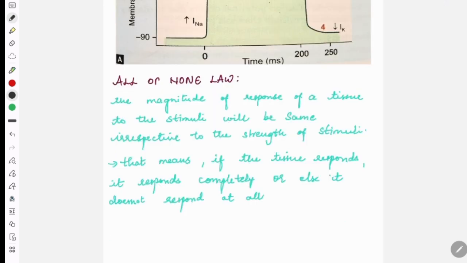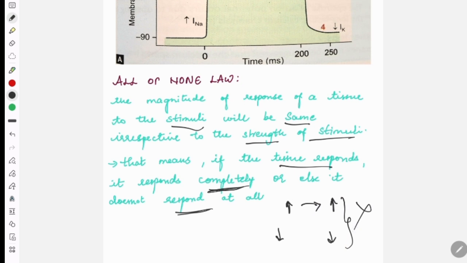The next property is the all or none law. What does this property say? The magnitude of response of the tissue to the stimuli will be the same irrespective of the strength of the stimuli. That means if the tissue responds, it responds completely or it does not respond at all. So there is no subthreshold response, or if you give a lesser stimulus it will respond with a lesser intensity, or if you give more stimulus the heart will respond with more intensity.